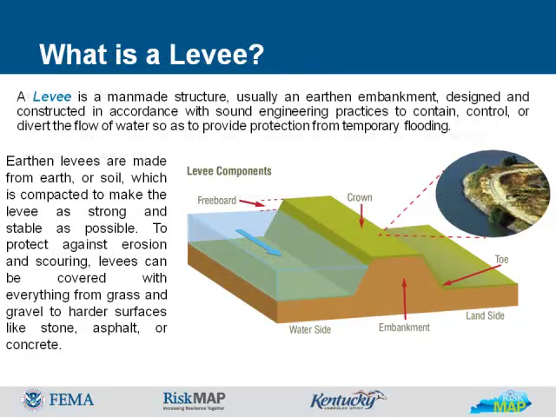What is a levee? A levee is a man-made structure, usually an earthen embankment, designed and constructed in accordance with sound engineering practices to contain, control, or divert the flow of water so as to provide protection from temporary flooding. Earthen levees are made from earth or soil, which is compacted to make the levee as strong and stable as possible. To protect against erosion and scouring, levees may be covered with everything from grass and gravel to harder surfaces like stone, asphalt, or concrete.